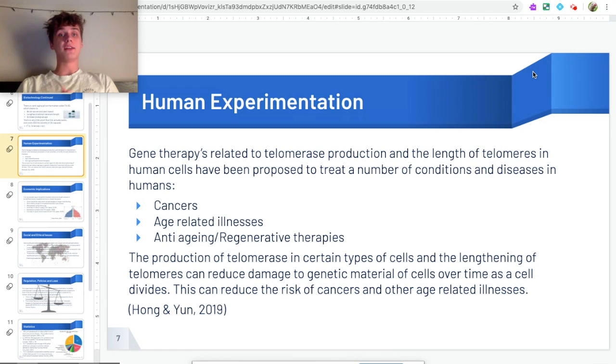Obviously, if the enzyme telomerase could be synthetically introduced into the human body and into cells, then the telomeres could be replaced and protected, thereby reducing the aging rate of certain cells in the human body. However, in the research that's been done, there is still a strong correlation between active telomerase and certain types of cancer. And so it cannot be verified yet whether or not introducing telomerase into the body is safe.